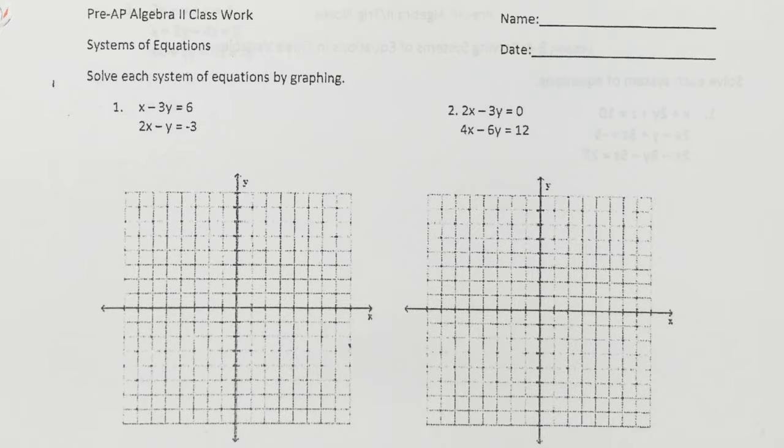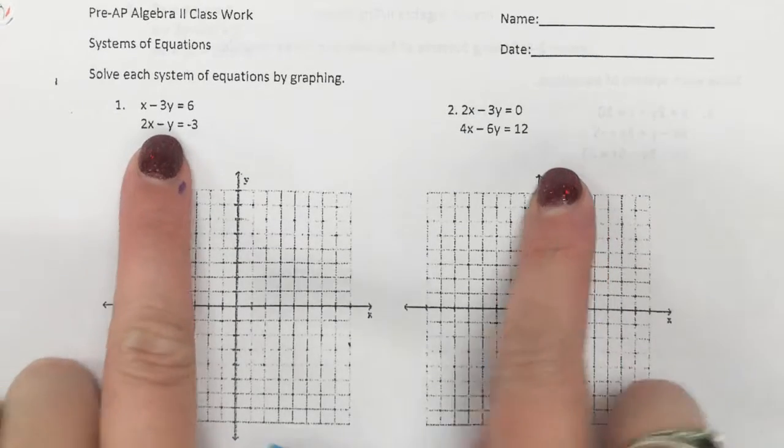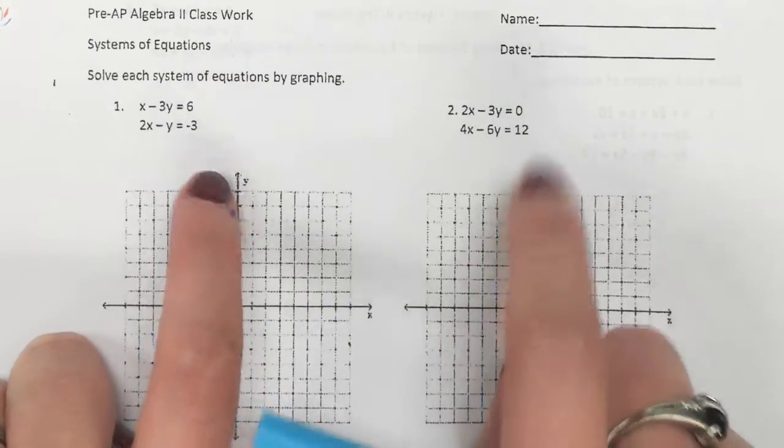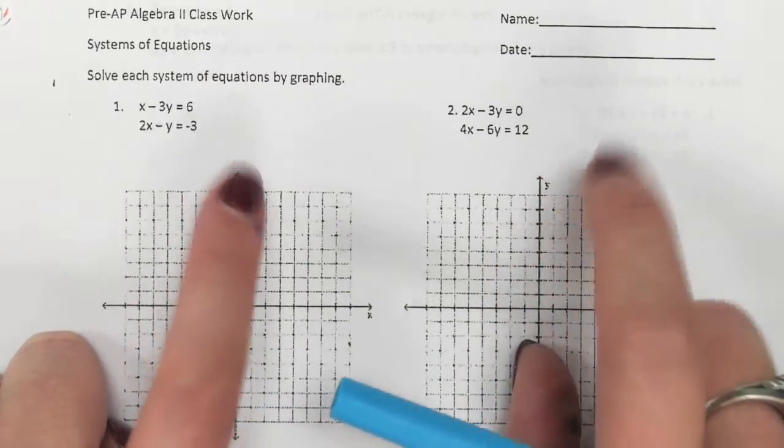Has to be solved for what? For y. So 1 and 2 has to be solved for y because you're graphing, okay? Has to be solved for y. You might want to make yourself a note of that, especially if you weren't here Friday. Has to solve for y.